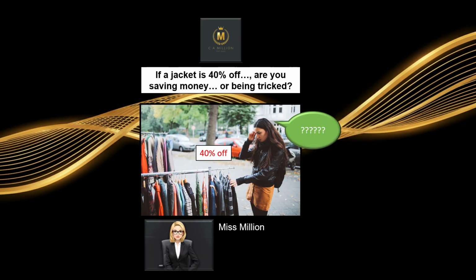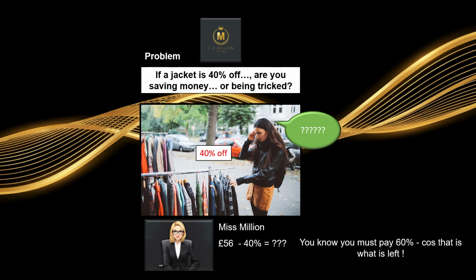So let's go back down to the problem. We want to know what 40% off actually means. Well, the garment is £56 and I'm going to take off 40%. Okay, that's great. But what if we change our mindset? If you are going to take off 40%, you know that you've got 60% left to pay, because 60 plus 40 is 100. Remember that 100 parts.